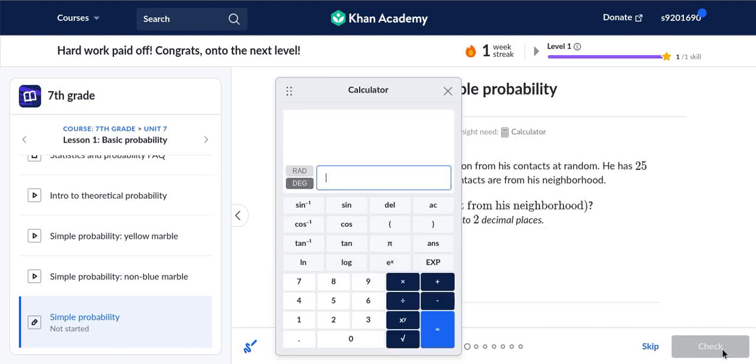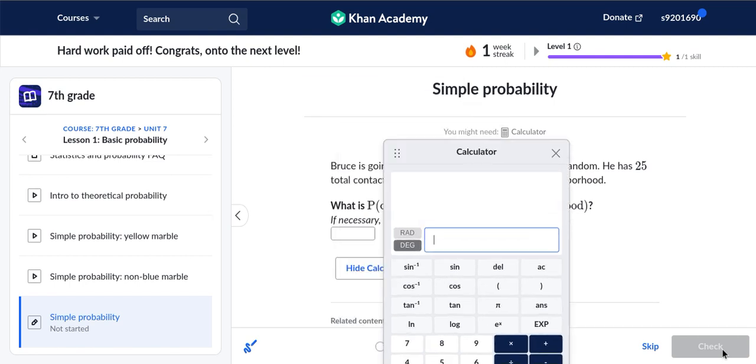So, we're gonna put our calculator to the side.